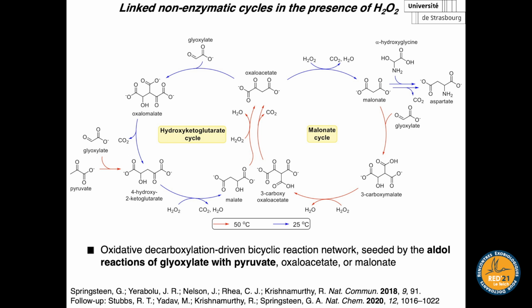Later, another paper came out by Springsteen, Krishnamurthy, and co-workers. And what they did was they showed that actually, well, these compounds do react together. And if you add an oxidant, they give rise to two cycles which can occur in one pot. And these two cycles, they produce two compounds of the Krebs cycle, oxaloacetate and malate.